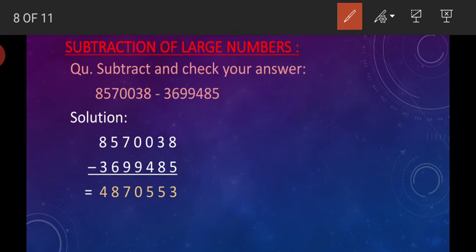In this way you have to subtract. You have to start from the right side. If the digit present in minuend is smaller than the subtrahend, then what to do? You have to borrow from its previous digit. In this way you have to subtract.